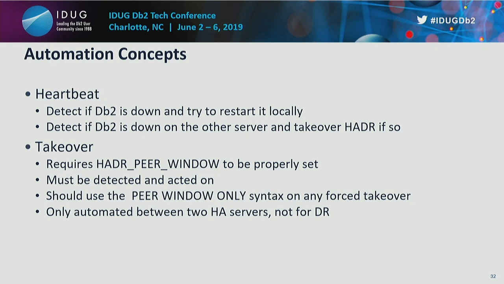And generally, when you're talking about automating failover, you're only talking about automating failover for high availability. DR is a different thing. Usually with DR, we're failing over more than the database. There's usually an application aspect as well. So we don't usually automate the failover for DR. Automation of failover is for high availability only.